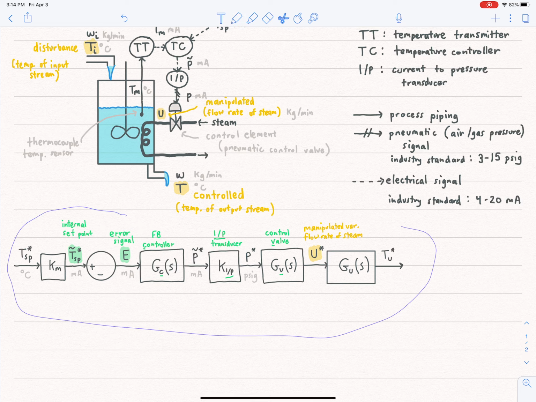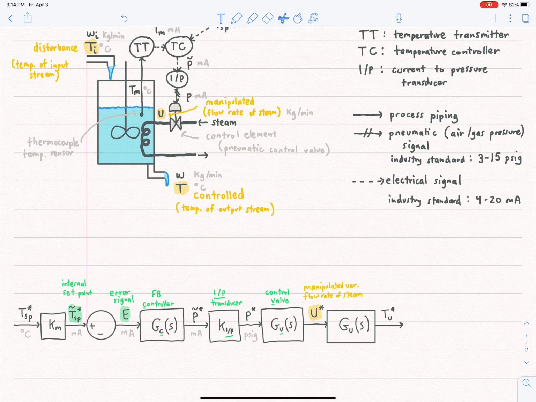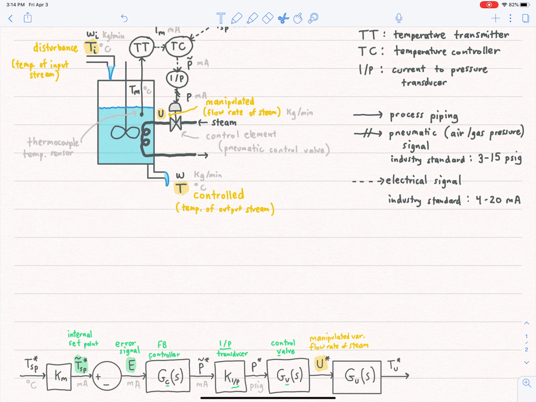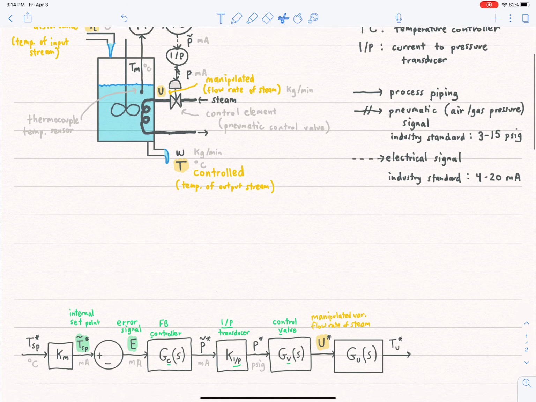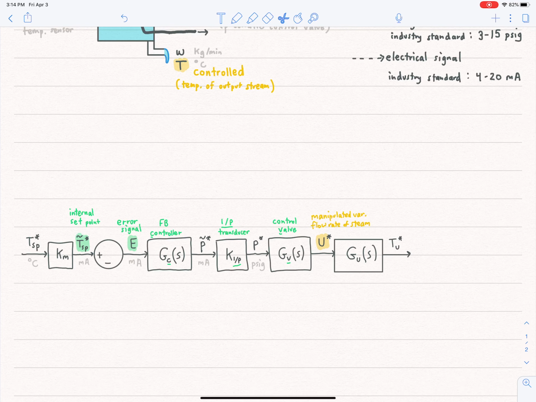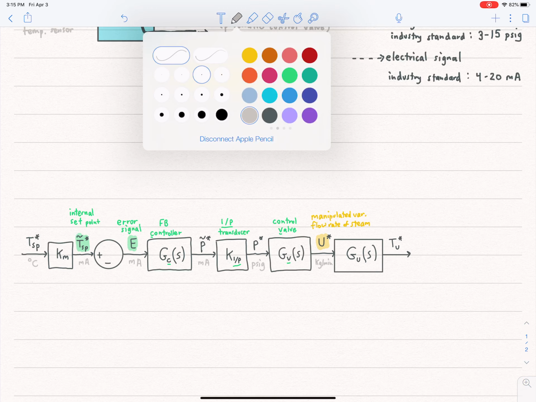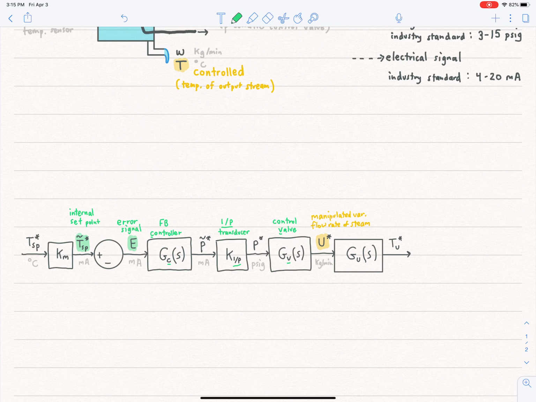So I'm going to move all this down because I didn't leave enough room for the disturbance variable. Okay, so I'll put it down here. So let me draw with units. So this would be kilograms per minute, the flow rate of steam per minute. And this is your process right here. So this is the process itself. And in more detail, this is how U affects T.